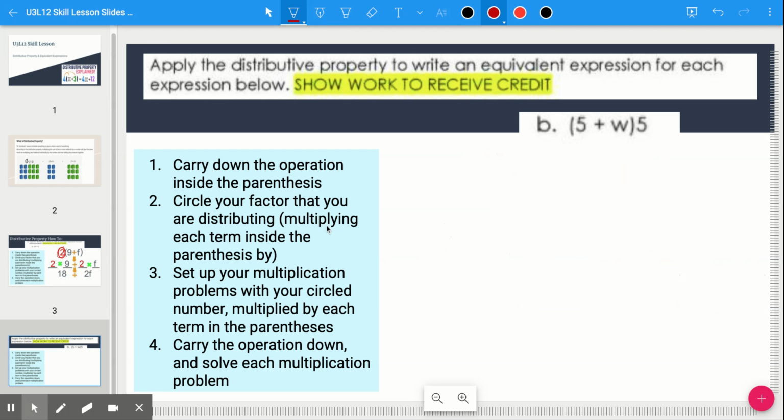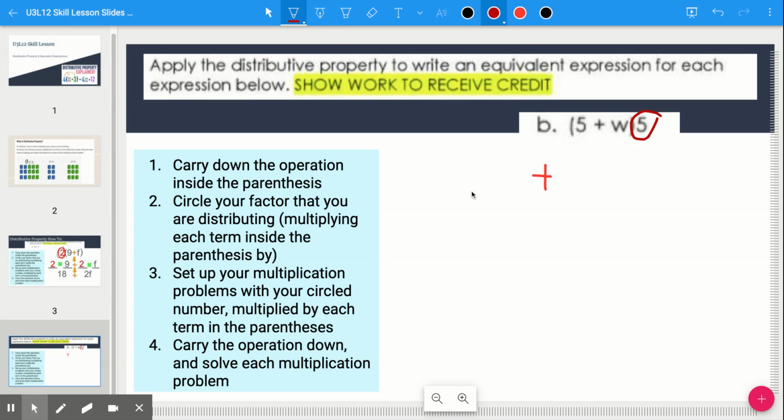All right, team, let's practice. So carry down the operation inside the parentheses. So first I'll take that plus, and I'm going to draw that here. Circle your factor that you are distributing, multiplying each term inside the parentheses by. All right, let's do that in red. Oh, it's actually on the outside here, on this side. This is going to be 5.